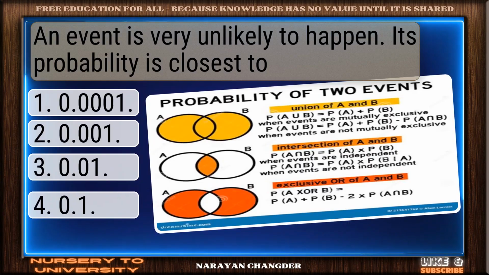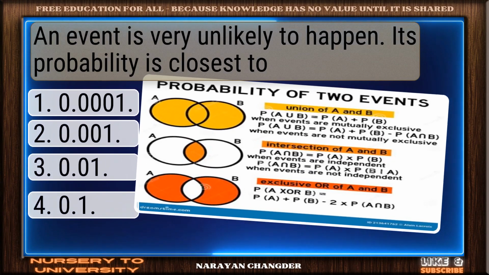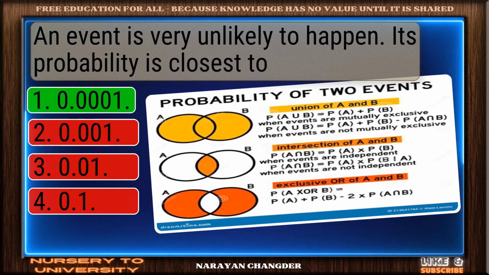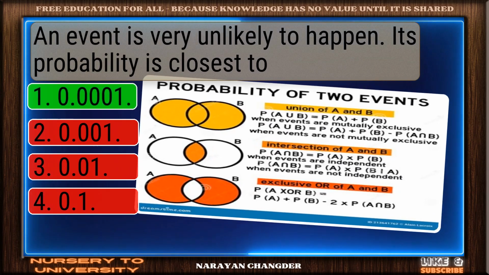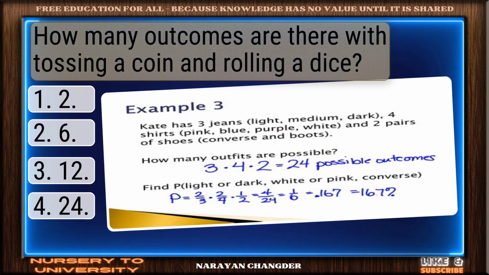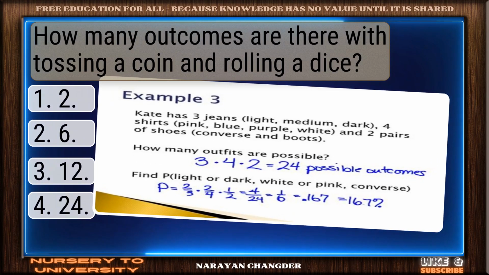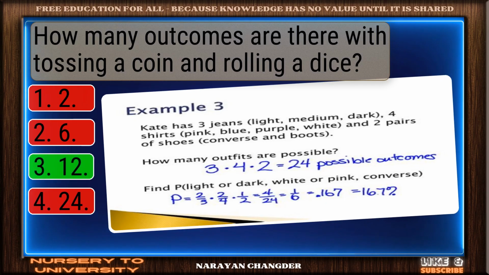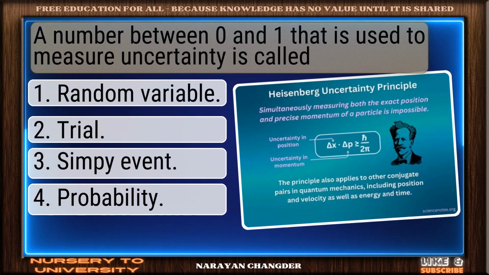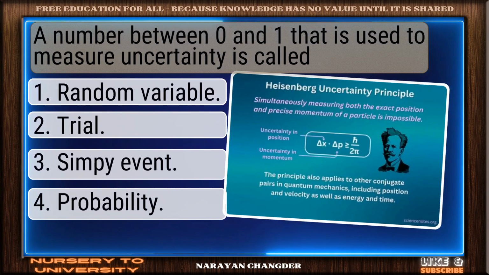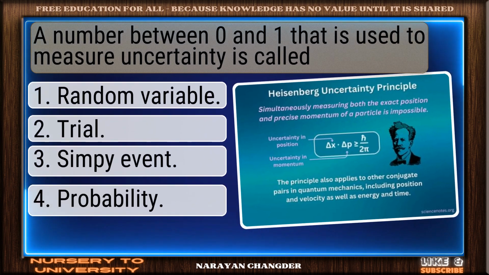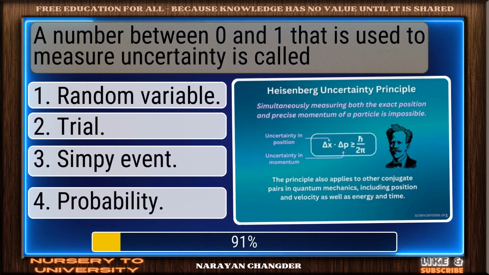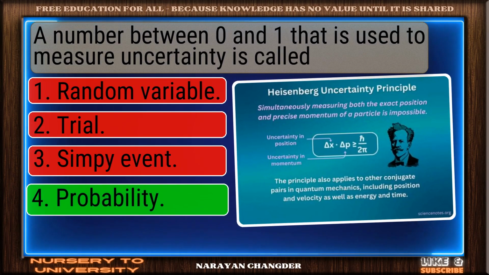An event is very unlikely to happen. Its probability is closest to. Solid response. 0.1 is valid. How many outcomes are there with tossing a coin and rolling a dice? On track. 12 is correct. A number between 0 and 1 that is used to measure uncertainty is called. You got it. Probability fits.